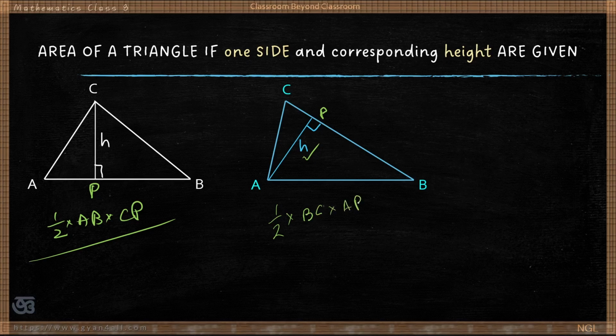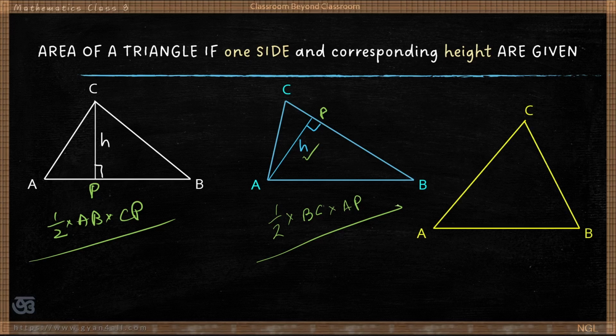Now if the base of the triangle is BC, then the corresponding height is AP, and this h is the altitude. So the area is equal to half into base side BC, multiplied by the altitude AP. And if the base of the triangle is CA, then BP is the corresponding height of the triangle, and the area will be equal to half into base CA multiplied by BP.